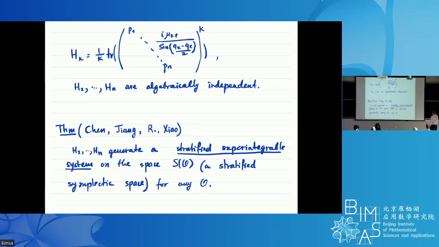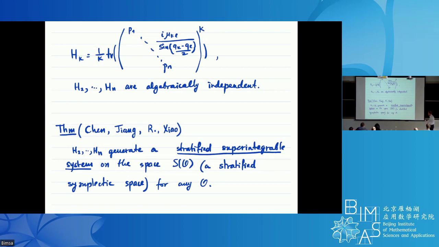So that's the paper that has been coming for more than a year. I think Cheng Zhou gave a talk just before this talk. He is here, probably recovering from his talk. So with him, with Jiang and Xiao, we proved the following: this flow generates a stratified superintegrable system. So basically, there is a stratification at every step there.